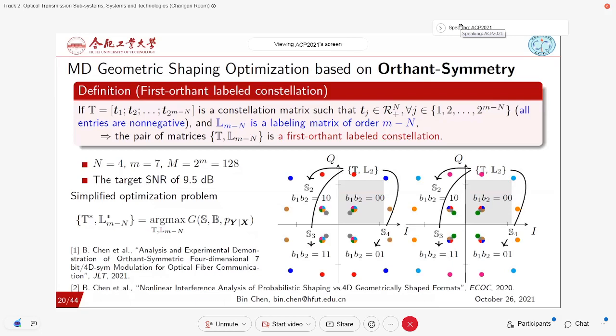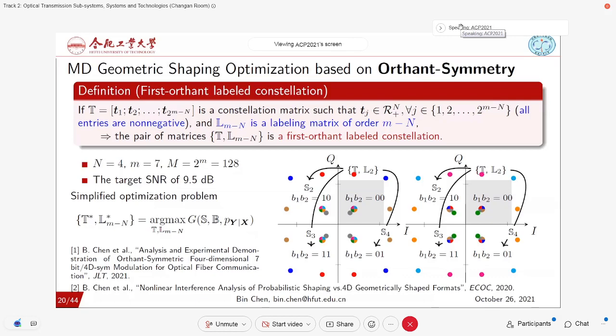And here we show an example where we use this simplified optimization problem to optimize the constellation in 4D with spectral efficiency of 7 bit per 4D symbol. Therefore, you have a total of 128 constellation points to be optimized. But keep in mind, you also need to optimize the labeling.